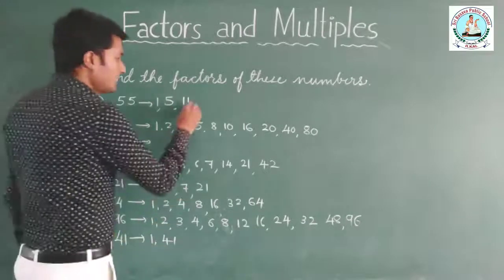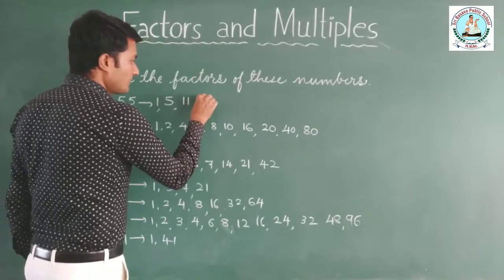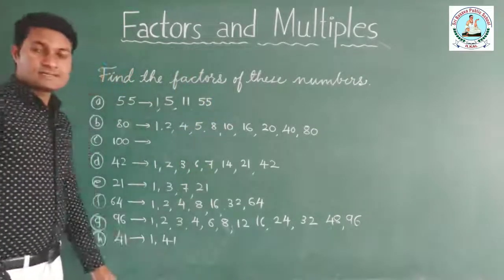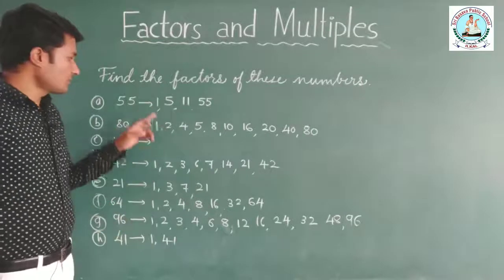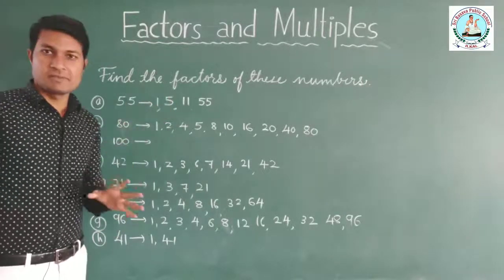Then what? Finally, the only option is 55 times 1 is 55. So that 55 is also a factor of 55. So what are the factors of 55? 1, 5, 11, 55. So let me repeat again.